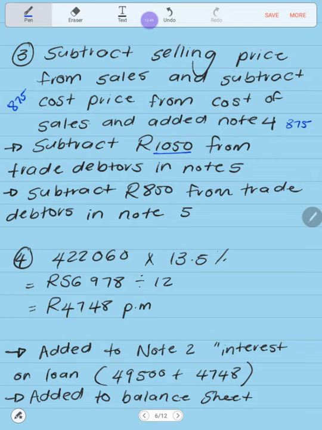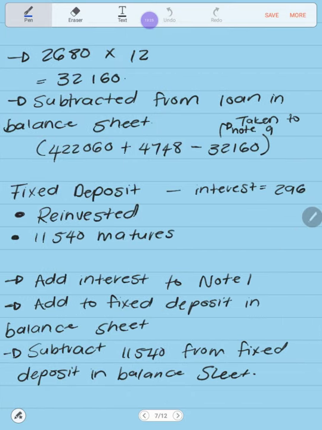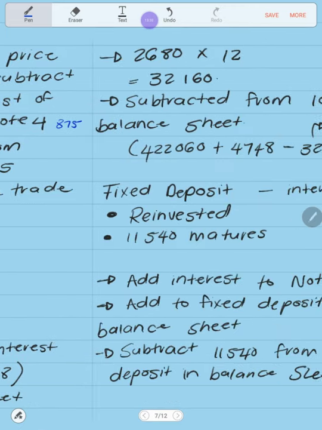Alright, so I'm looking at my loan. My loan is 422,060 rand, and I'm going to multiply it by the 13.5% to get the full year's interest, which was 56,978, and I'm going to divide it by 12 to get the interest expense per month, which was omitted for February. So what do I have to do? I am going to add to note 2. So I'm going to take the 49,500 and I'm adding 4,748. I also said I'm going to add it to the balance sheet. Okay, so you'll add it to your balance sheet there.